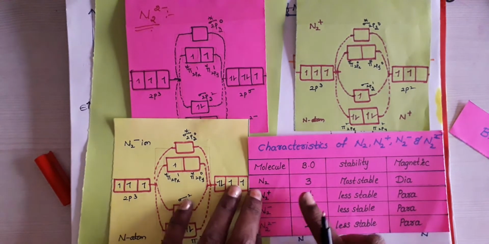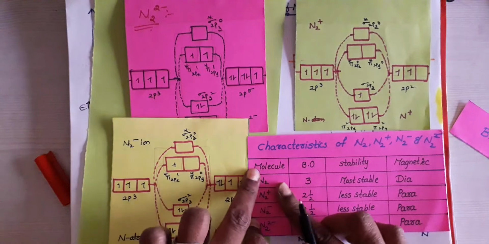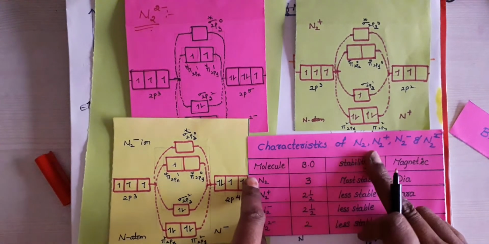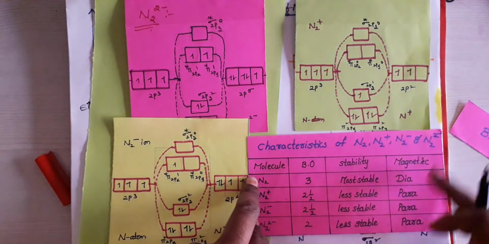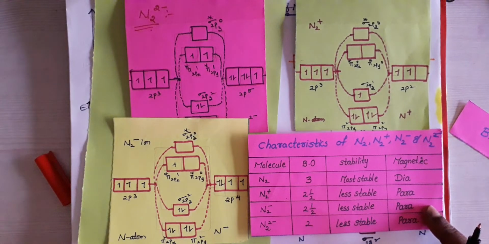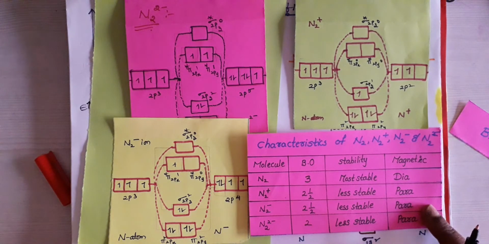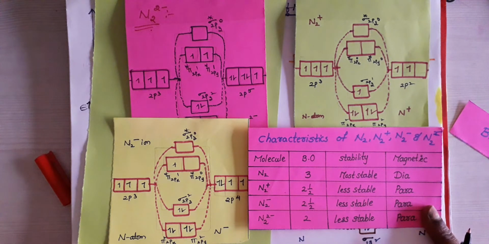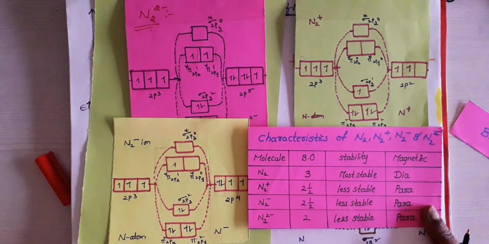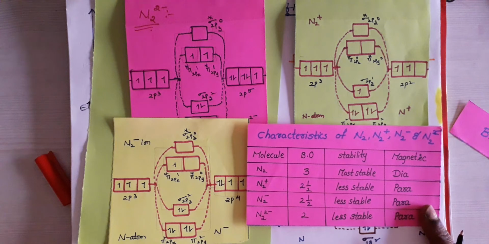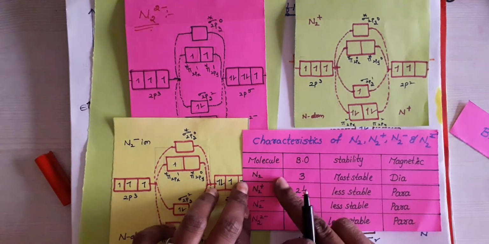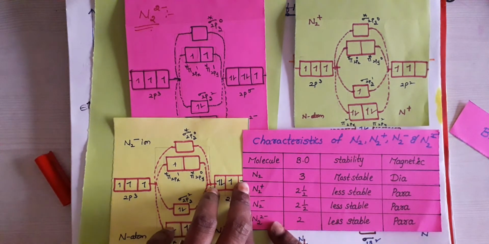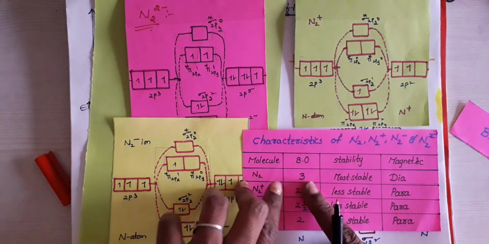See here, this is the chart I prepared. Characteristics of N2, N2 plus, N2 minus, N2 2 minus. Actually, it is in the CSIR syllabus. It may be useful for intermediate and degree purposes also. It will be helpful for MSc entrance also. See here, N2, N2 plus, N2 minus, N2 2 minus. The bond order of N2 is 3.